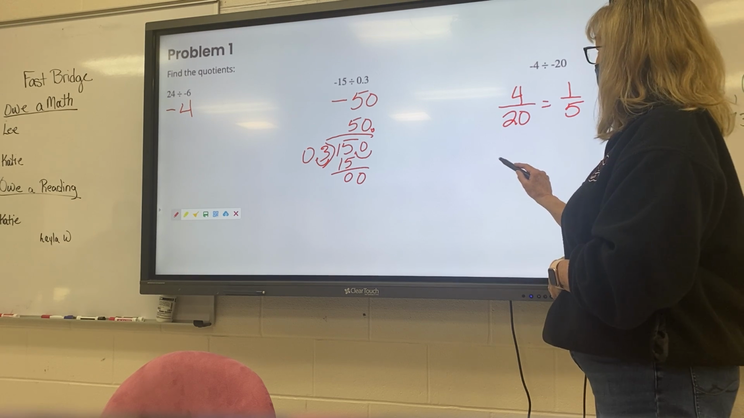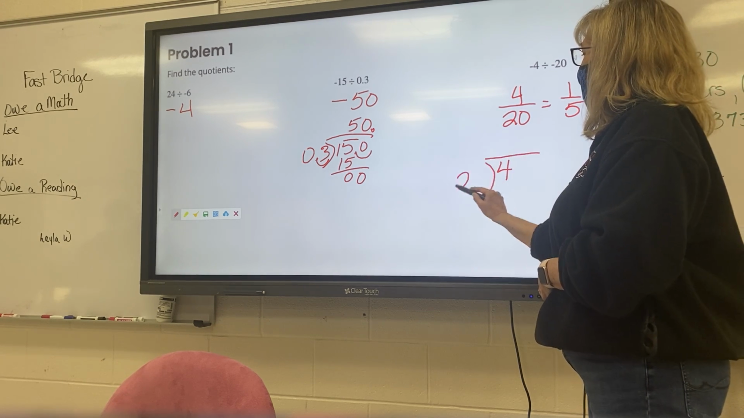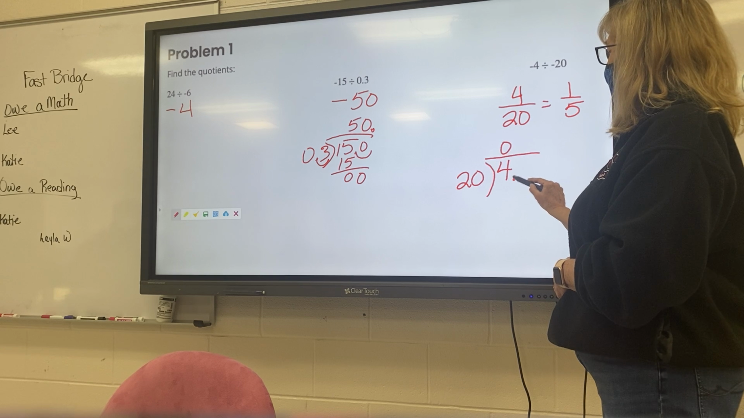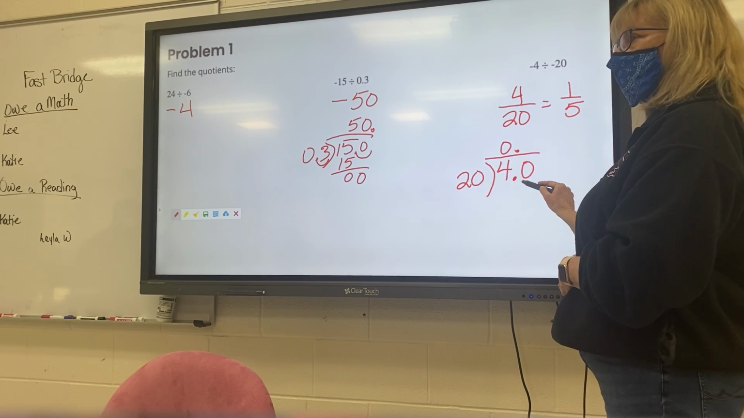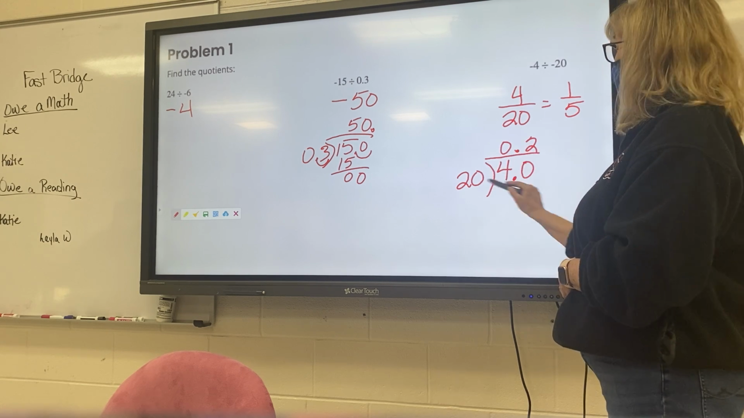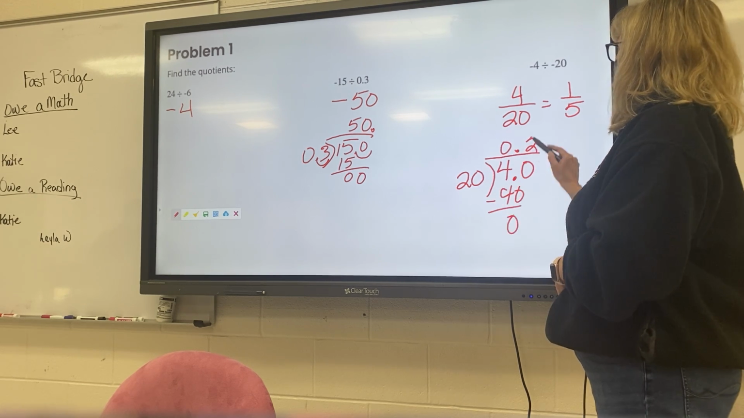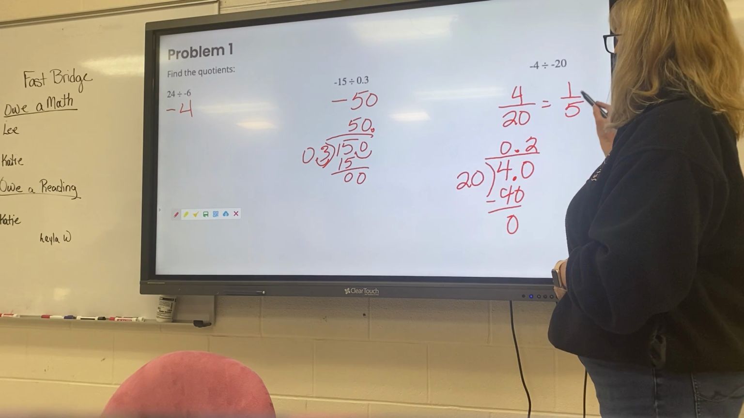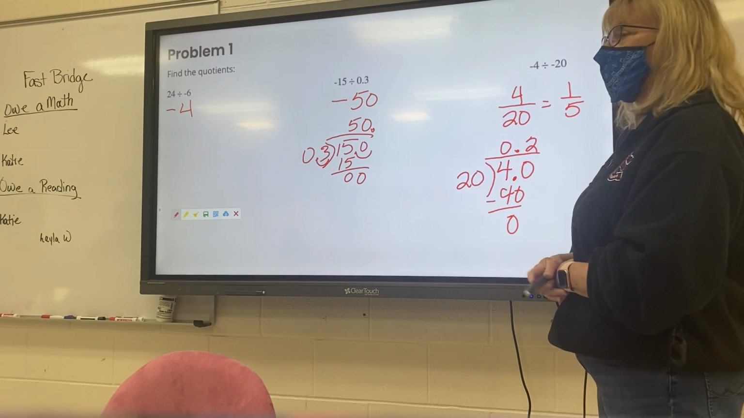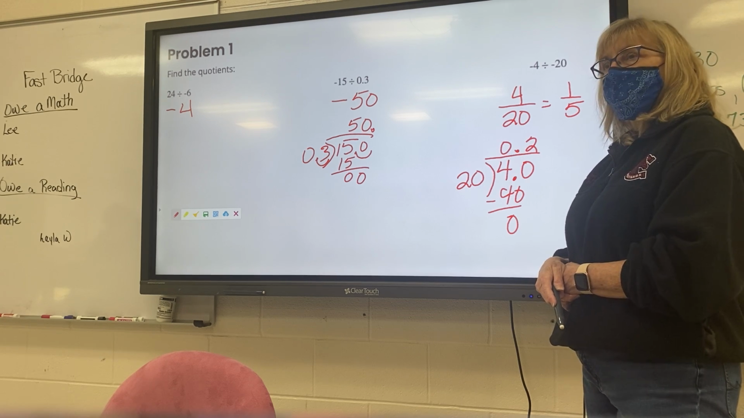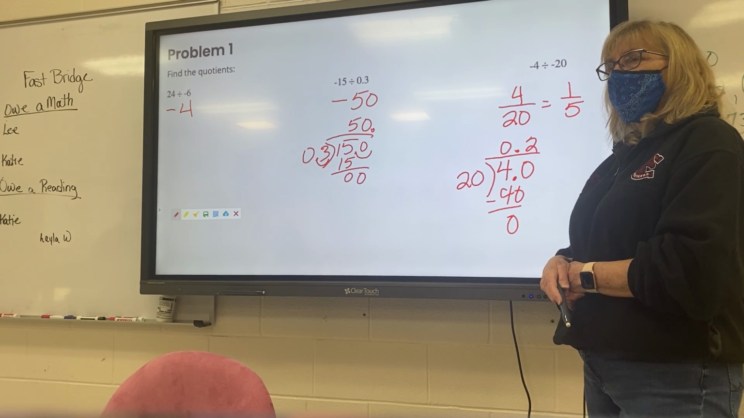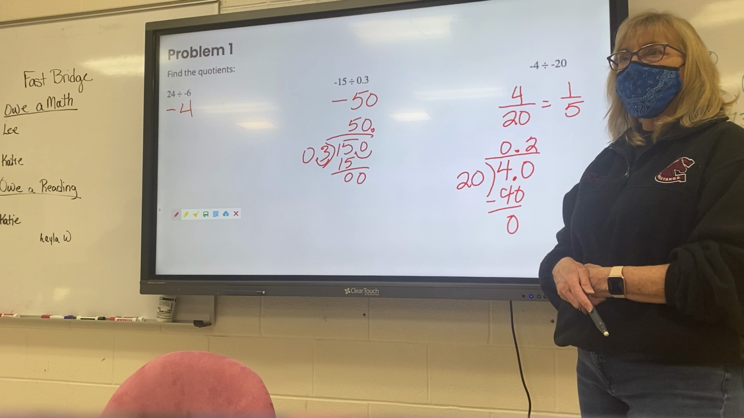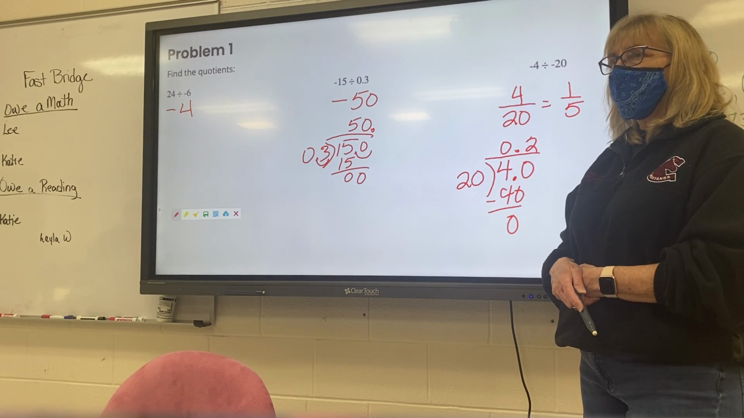Yes. Could I also have done this? Yes. Okay. Will 20 go into 4? So I'm going to put a 0, decimal, add a 0. Will 20 go into 40? How many times? 2. And that gives me 40. And I subtract and I get 0. Is 1/5 the same as 2/10? Yes. So you could either write your answer as a fraction or as the decimal. Did I lose anybody along there and you needed a question answered? All right. Who needs more time?